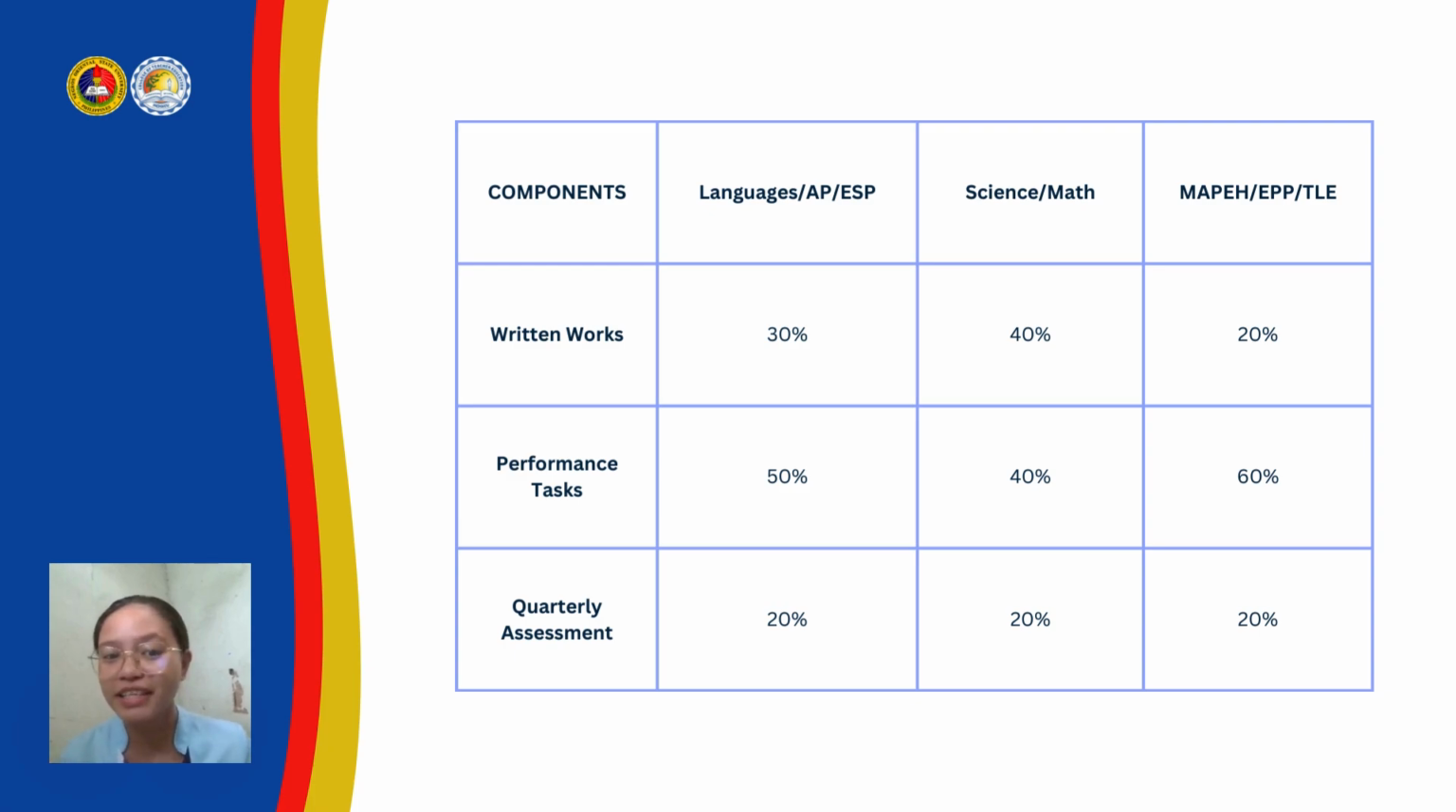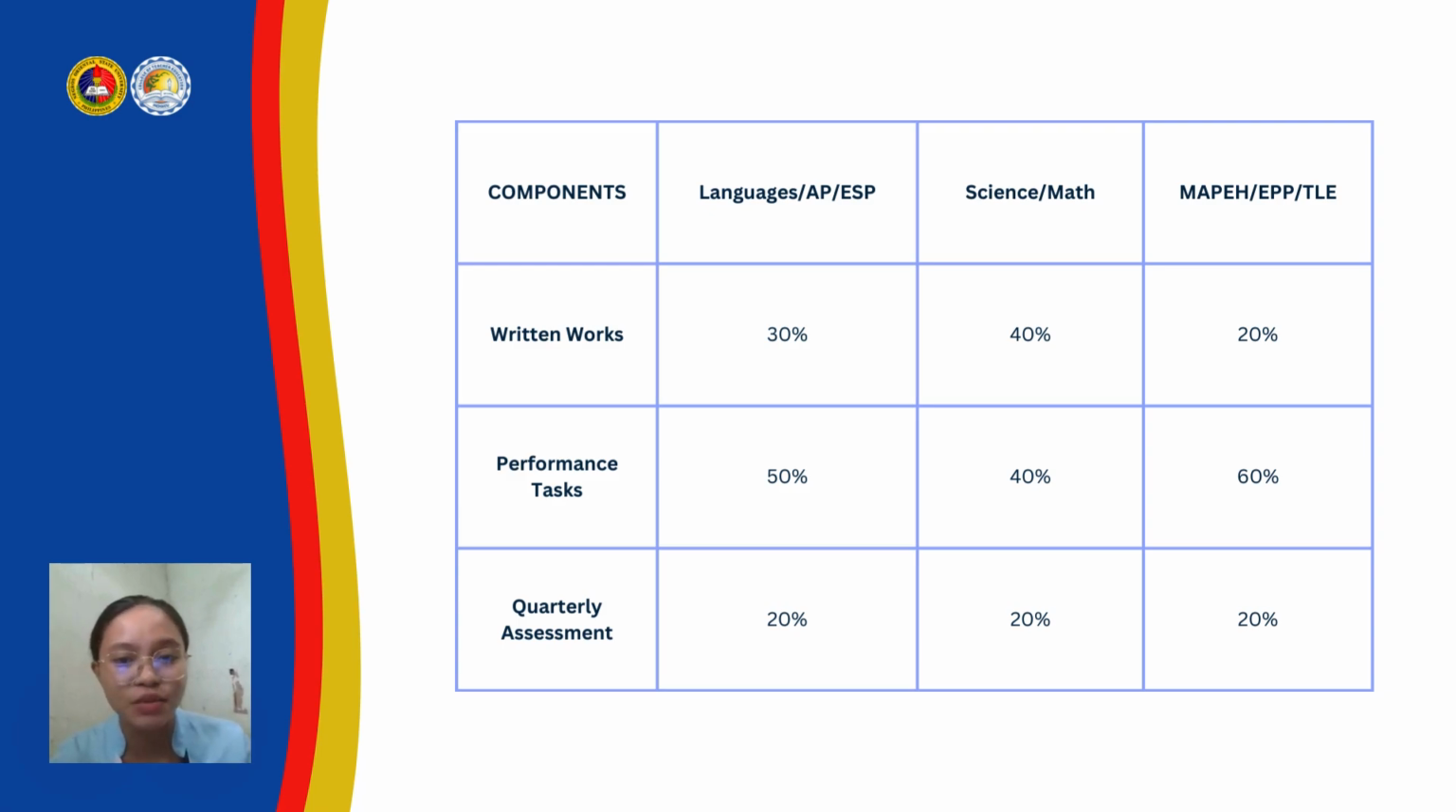All right. So in relation to the DepEd Order 8 series of 2015, this is how authentic assessments are being graded. So for the components, we have written works for languages such as Araling Panlipunan and ESP, Filipino and English, we have 30%. For science and math, we have 40%. For the MAPEH, EPP and TLE, we have 20%.